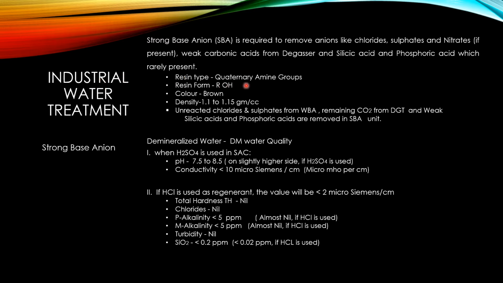The SBA resin type is quaternary amine group. Resin form is ROH minus. Color is brown. The density of SBA resin is 1.1 to 1.15 gram per cc.